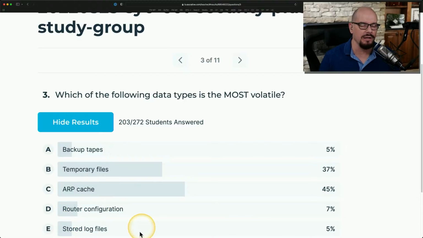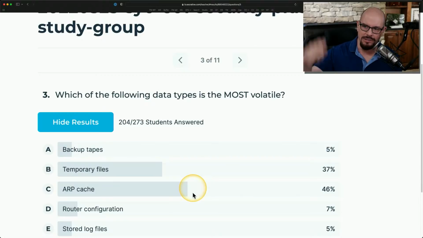And lastly, a stored log file. Again, log files are things we tend to keep for a very long period of time, because often it might be a month from now when somebody says, I just found something odd on the network. Can we go back and look at the statistics from last month? Well, we would need log files to be able to do that, so we generally keep them around for a very long time. Of all of the things on this list, the one that sticks around for the least amount of time, and in this particular case it's very clear, is indeed an ARP cache. If you answered C, 46% of you got that one absolutely correct.